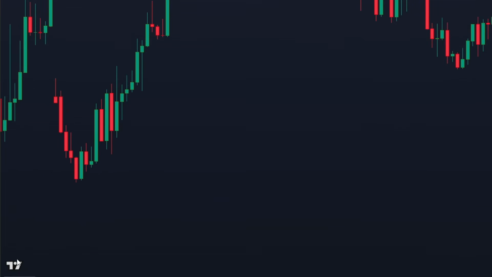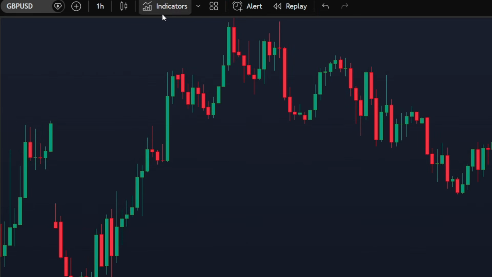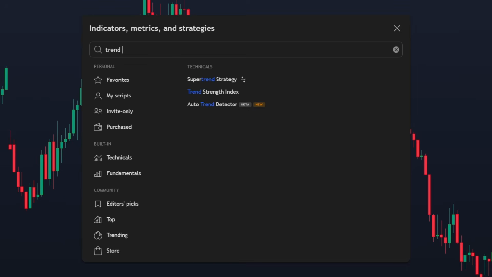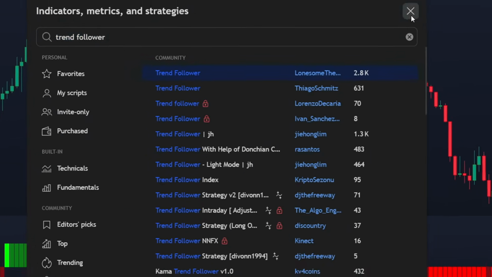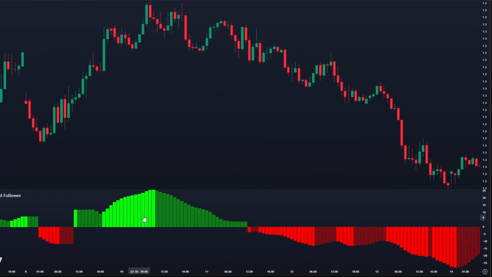So I'm on TradingView, and let's start with the first one. Go to Indicators tab and search for Trend Follower by Lonesome. Add it to your chart. What you'll see is a histogram that looks similar to MACD, but the behavior is completely different.